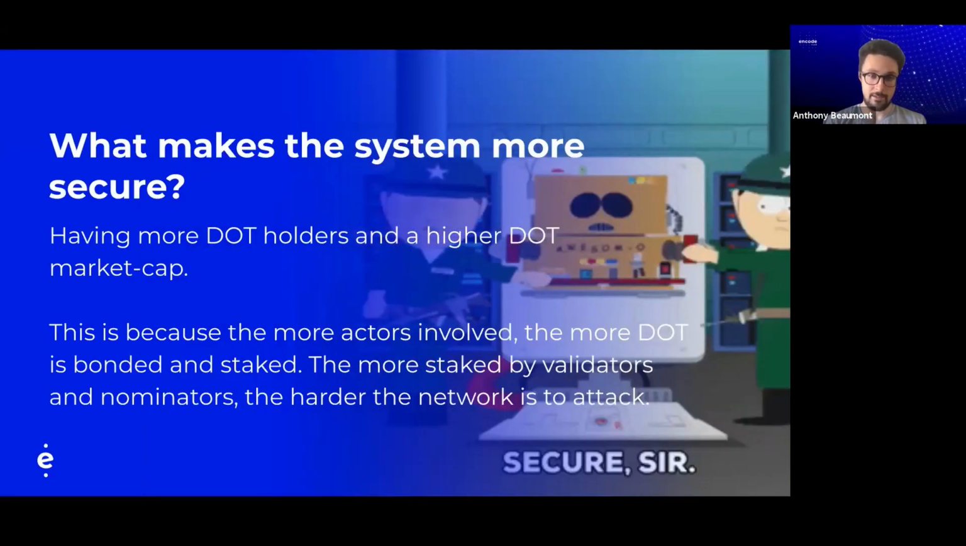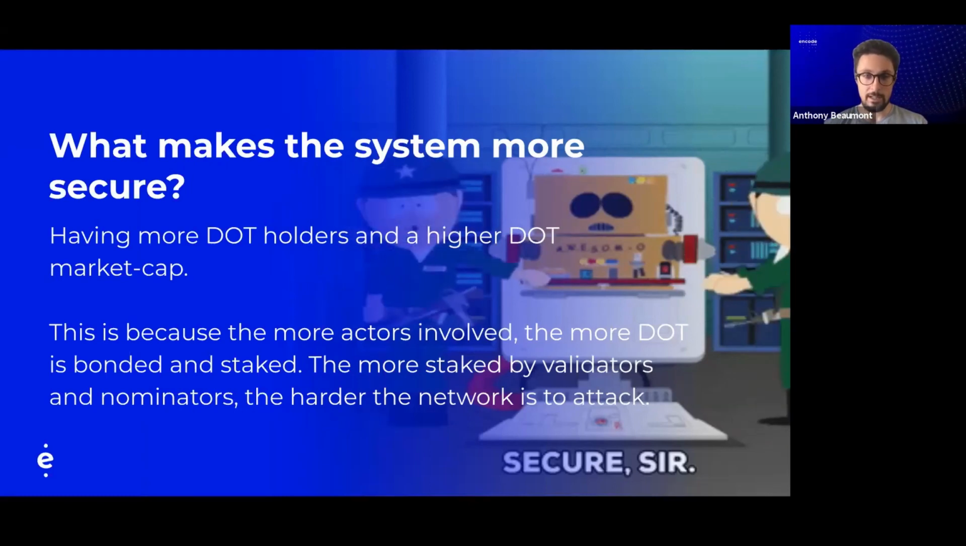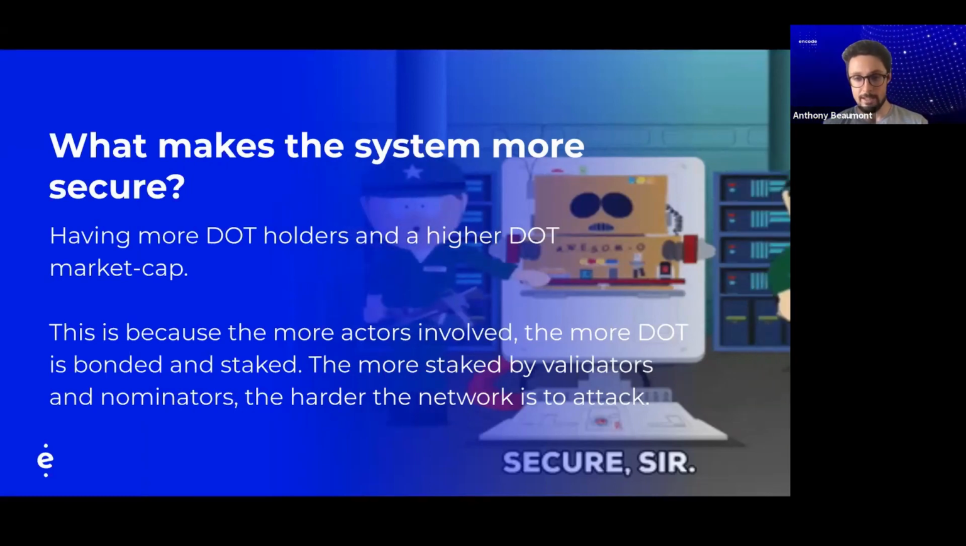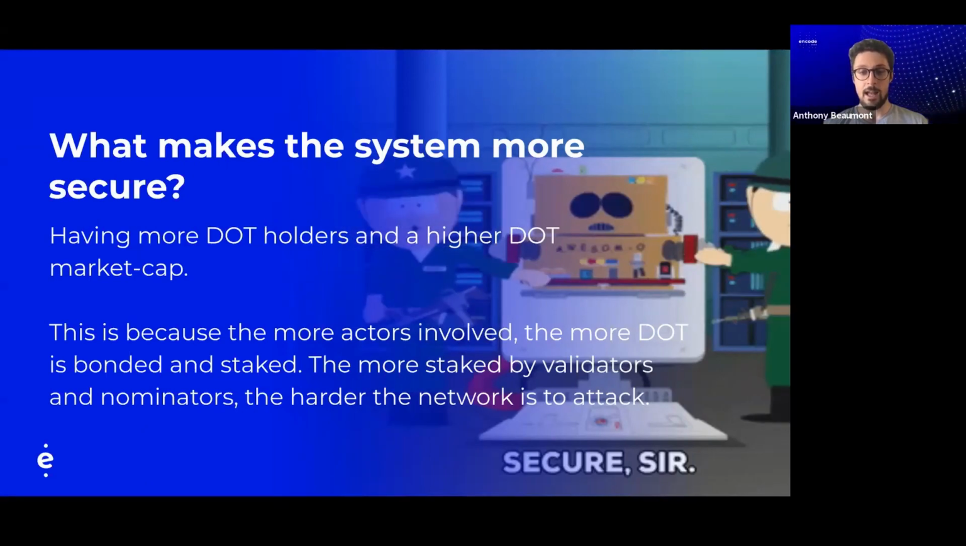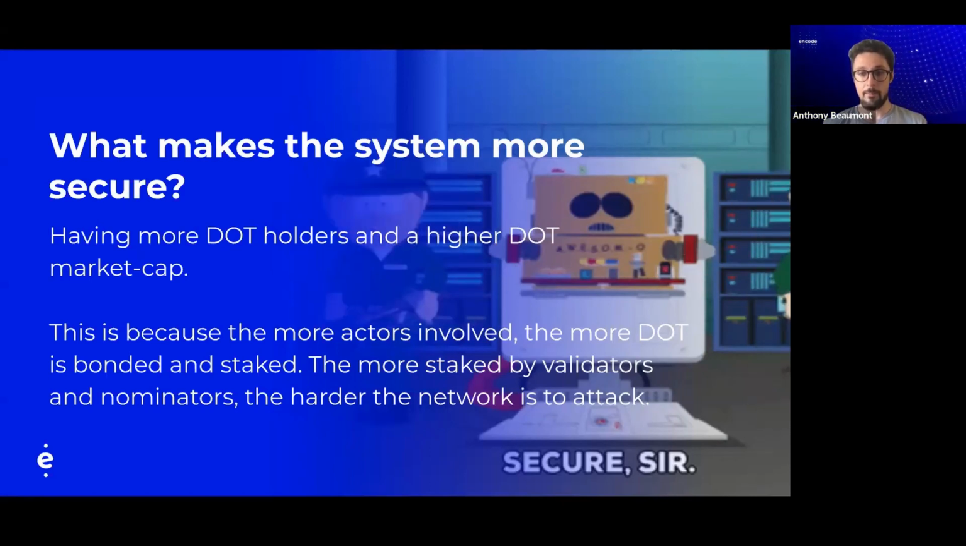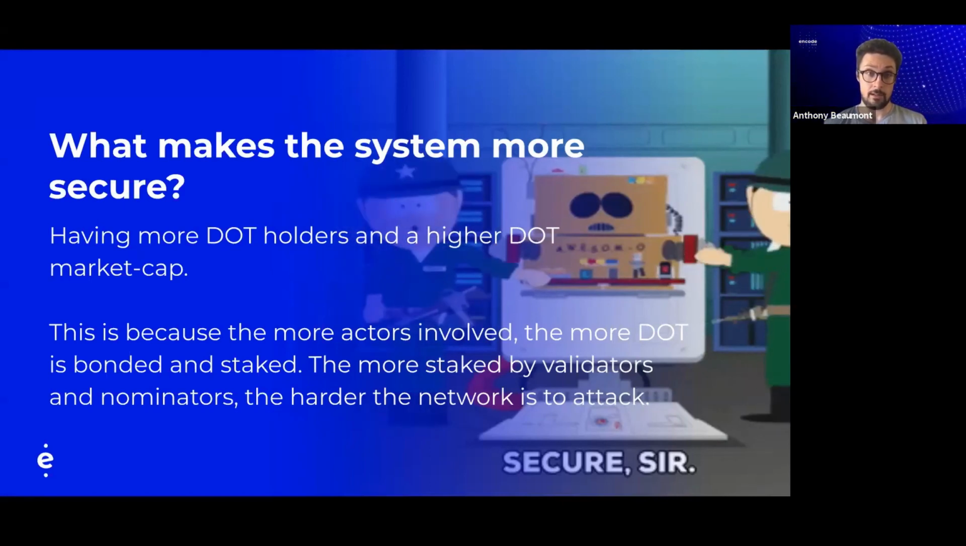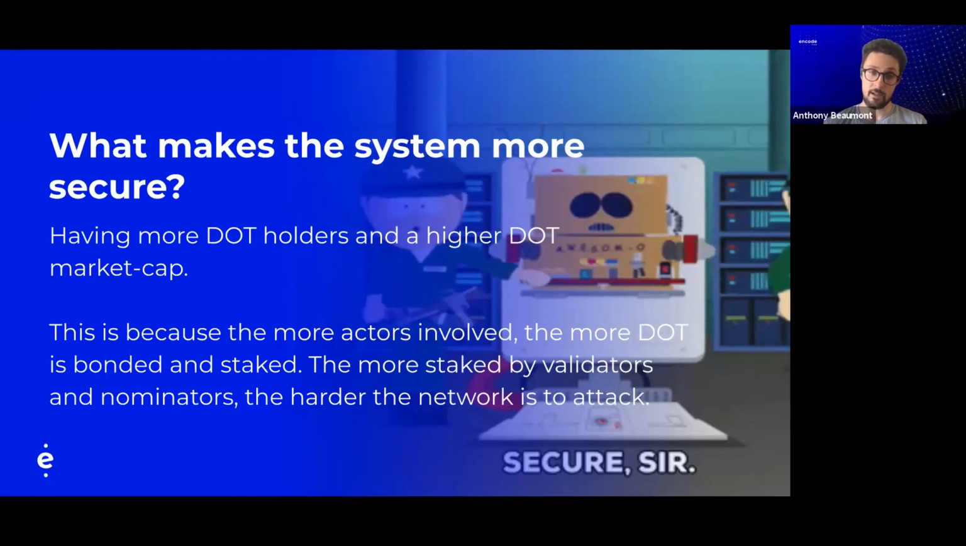But what makes the system secure? Well, having more DOT holders means a higher market cap. This is because the more actors involved, the more DOT is bonded and staked. And we'll talk about staking in a minute. This makes the network harder to attack if you've got more validators and more staked. And we'll talk about what validators and nominators are, and collators, which we didn't even talk about last week.